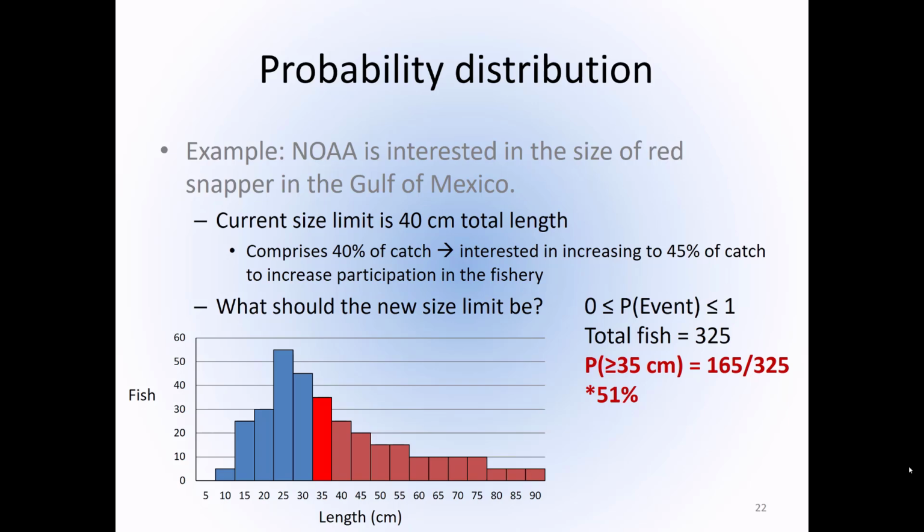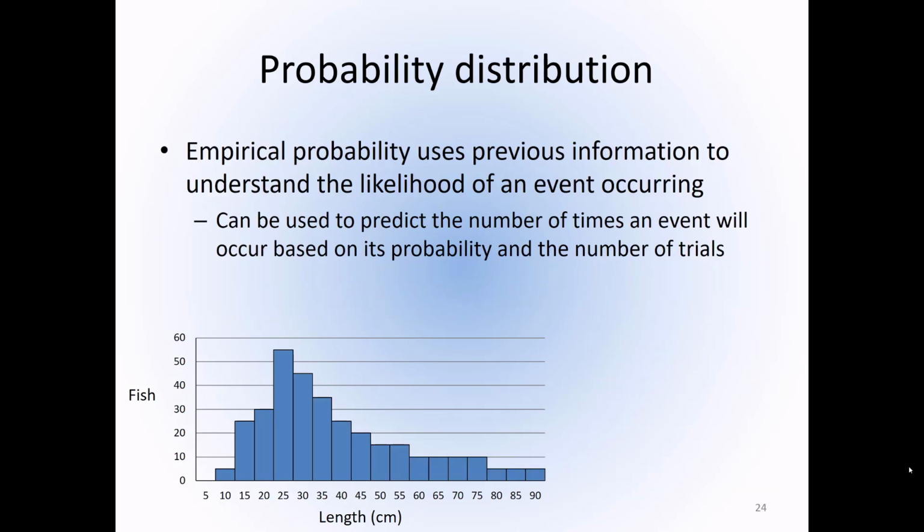Now, the goal of this example is not to test you or to show you information on red snapper size limits, but to illustrate some of the utility that we can have when we have a particular distribution in order to not only determine what the probability of a particular event is, but make predictions about what we might see in the future. And this leads into the next part of this example.